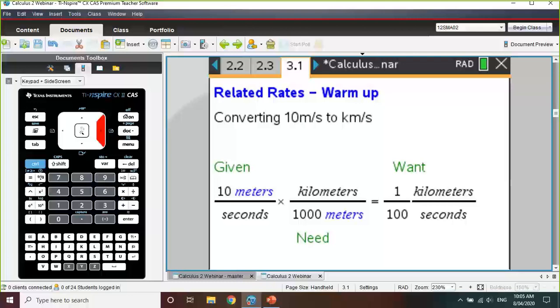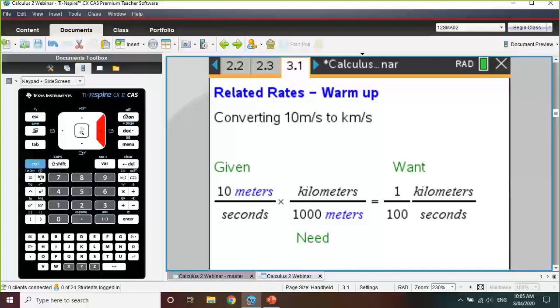Often in this sort of setup, we're given a rate, in this case, meters per second. We want to go towards kilometers per second, and we need to think about what we need in order to convert. So we can think about the units like a fraction, and what units we need to cancel out our meters and introduce kilometers, so we get kilometers per second as a result.